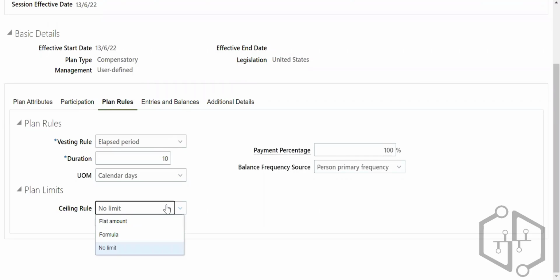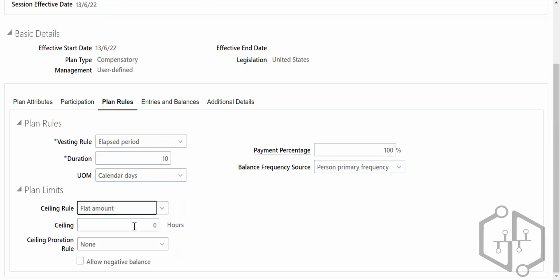Eligibility and plan, no limit. Flat amount. UOM is calendar day. Ceiling. What is the difference between ceiling and carry over? What is the ceiling? I didn't explain that. Suppose I have 10 balance and 10 plus 2, you can take 22 leaves in a year. I can take 22 leaves in a year, but out of 22 leaves, I took only 10 leaves. So you put a ceiling on top of that.